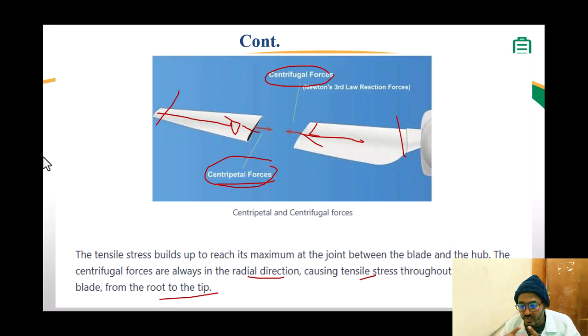Due to these centripetal forces, there is a tensile stress which can lead to failure of this wind blade if we don't properly design, and if we don't know this effect, and if we don't try to manage it, it's going to harm our blades.